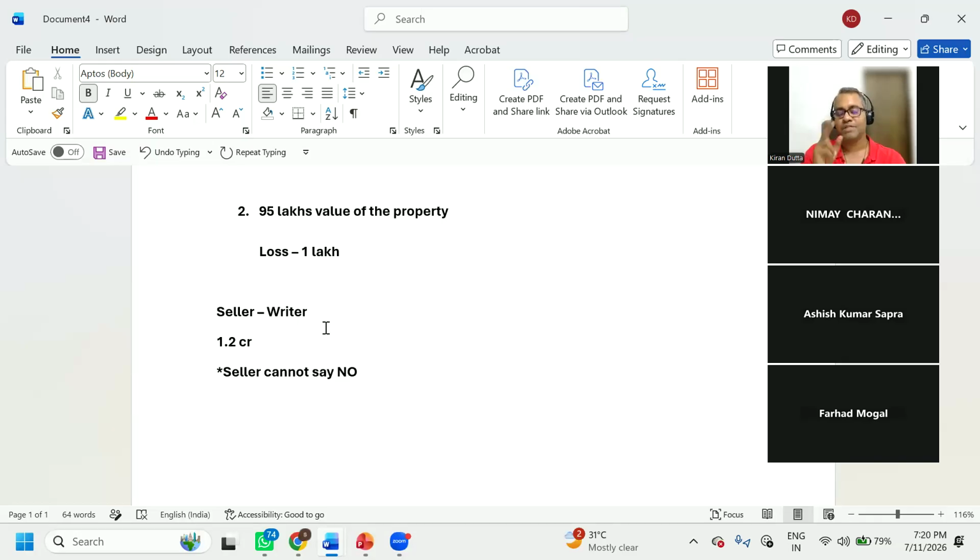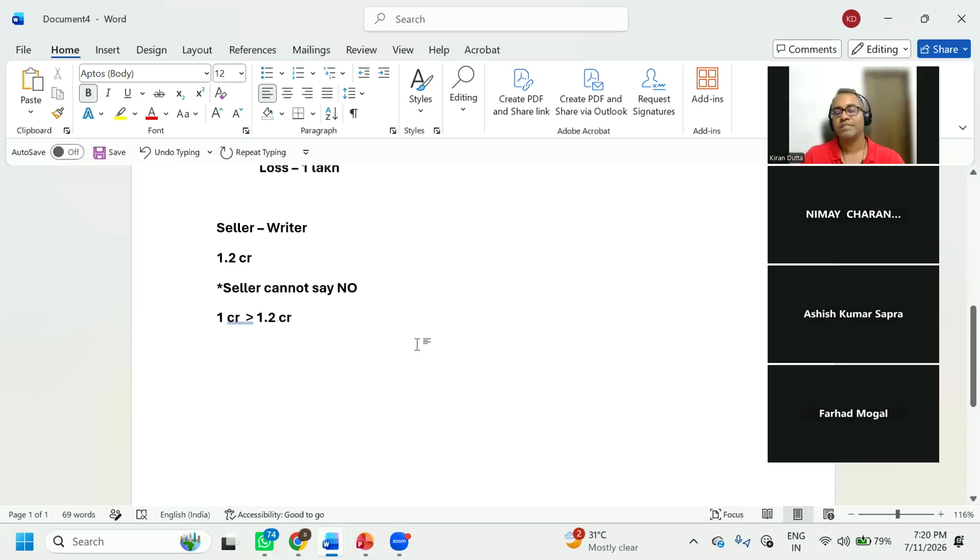What the exam does is, they will try to do some English jargon ka jugaad and try to ask the questions. Seller cannot say no. Seller doesn't have any right. Seller is obliged to sell at any cost. Now let's come to the profit and loss component. What will happen with the seller in this instance? Now, what is the property value? 1 crore. It has become 1.2 crores. Now, what is the loss that this guy is going to make?